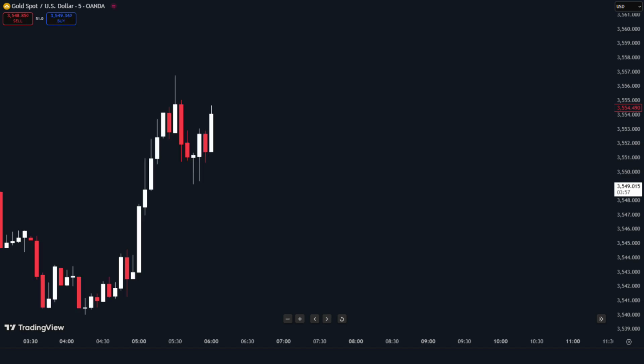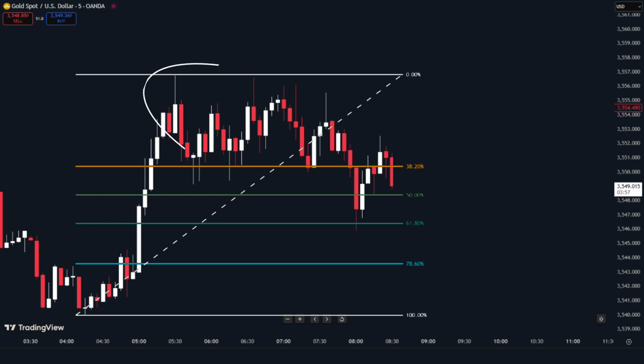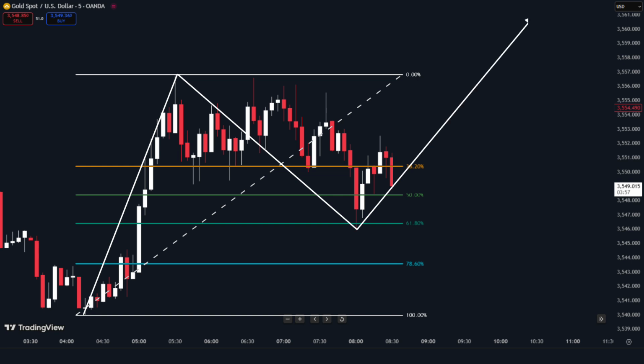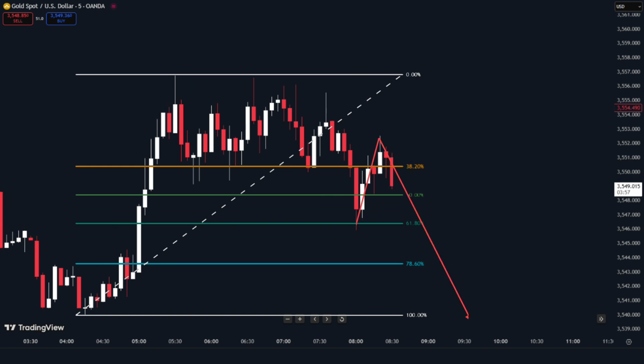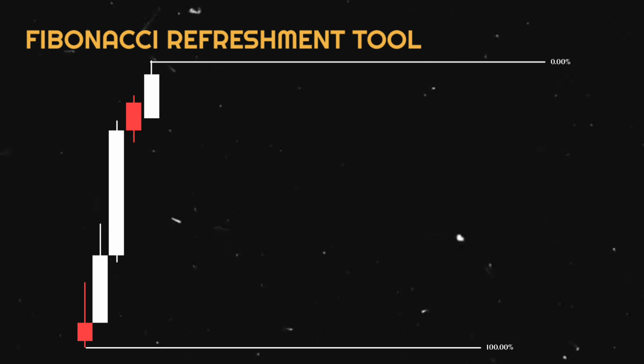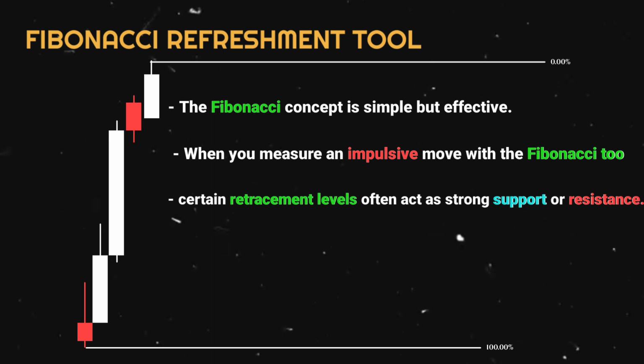Now let's focus on trending markets, because that's where Fibonacci really shines. The key question every trader asks is, when will the pullback end and the trend continue? Or, is this the start of a possible reversal? That's where Fibonacci retracement levels give us an edge. The Fibonacci concept is simple but effective. When you measure an impulsive move with the Fibonacci tool, certain retracement levels often act as strong support or resistance.